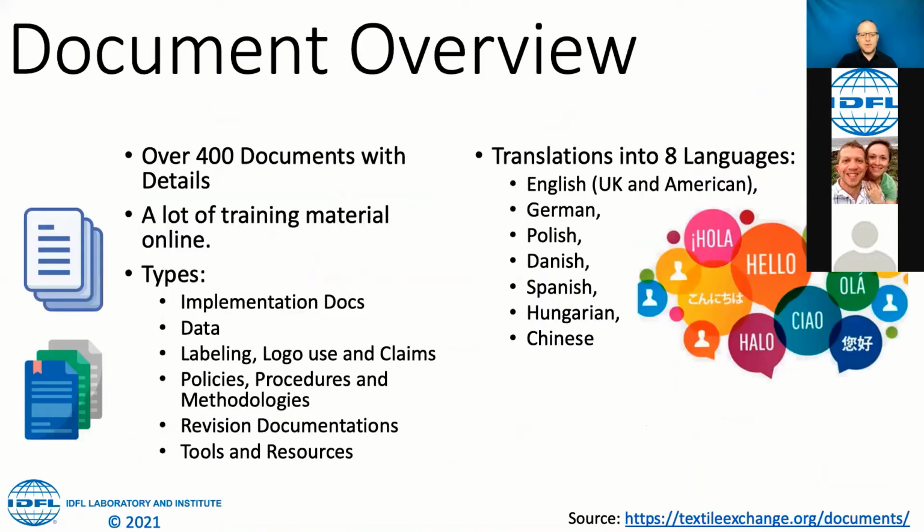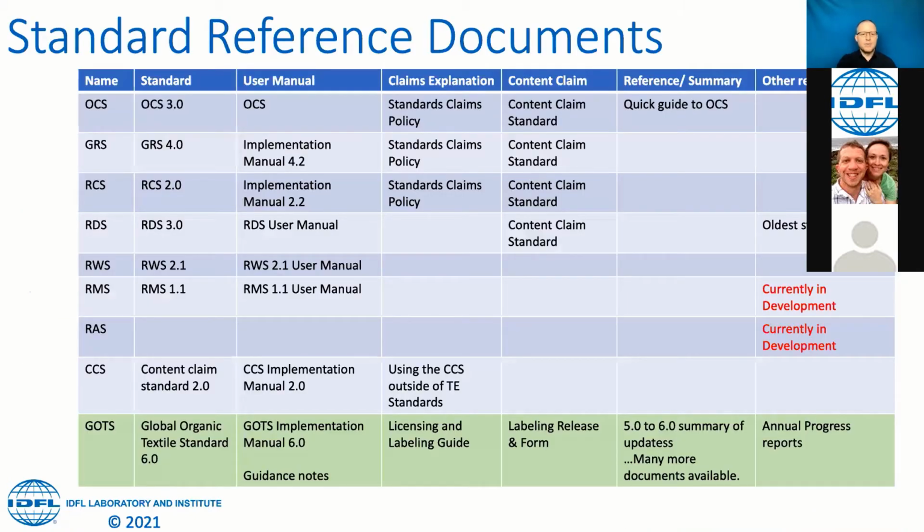Now, each one of these different documents that I was speaking about previously is usually available in multiple different languages. There are different types of templates available, different types of data, and different reports showing the improvement from year to year, and all the rest of those details. Each one of these standards is at a different maturity level. You'll see right here that the OCS is a 3.0, GRS is at a 4.0. They've gone through 1, 2, 3, and now they're final at a 4.0.